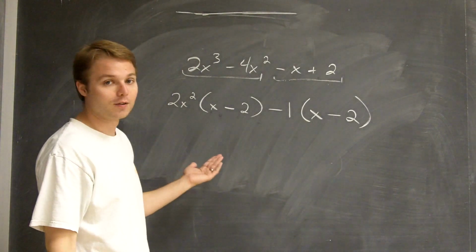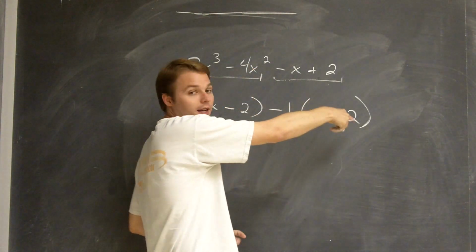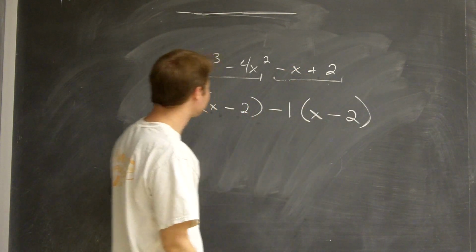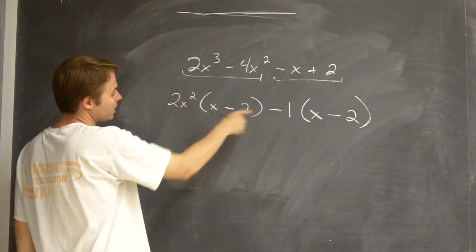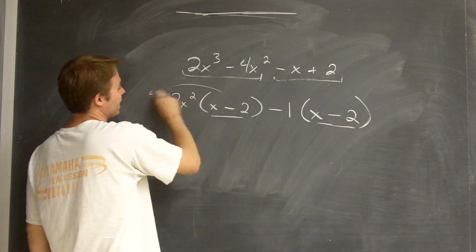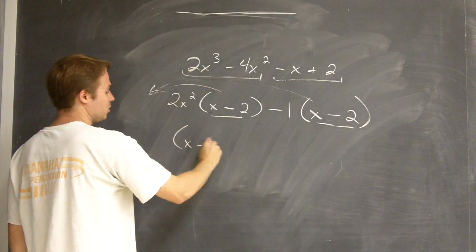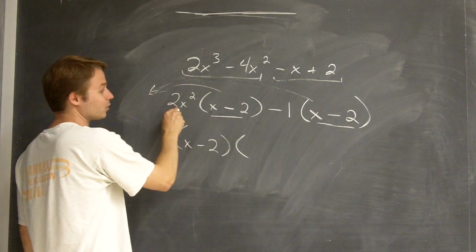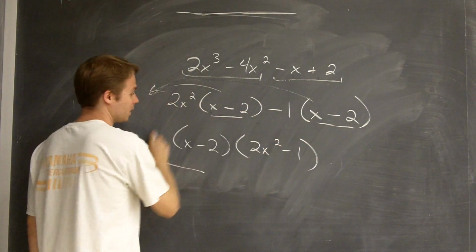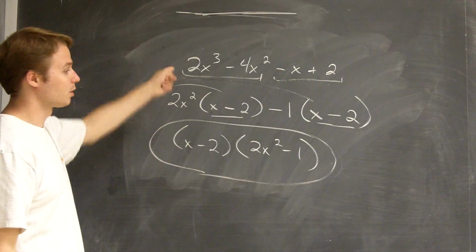The way you can convince yourself that that's okay is because if I went back the opposite direction, if I distributed out this negative 1, I would get back to my original expression, so this is totally fine. And now you can see the reason I did that is because now this is exactly the same as this, which means I could factor this out to the front. So I'll factor the x minus 2 to the front, and then I'm left over with a 2x squared minus 1, and this becomes the factorization of this expression.